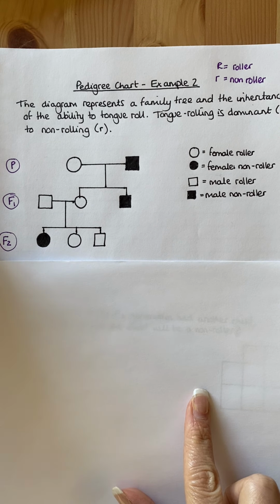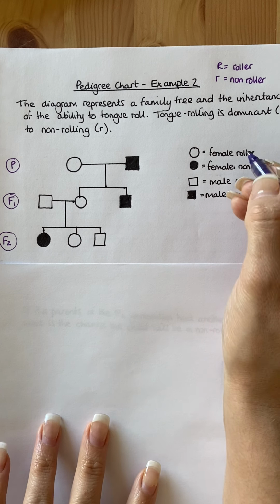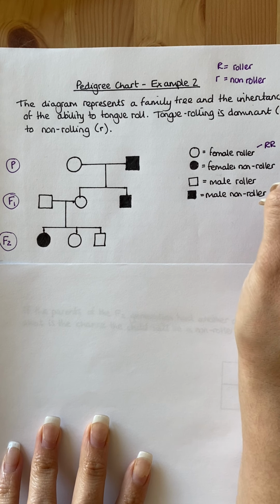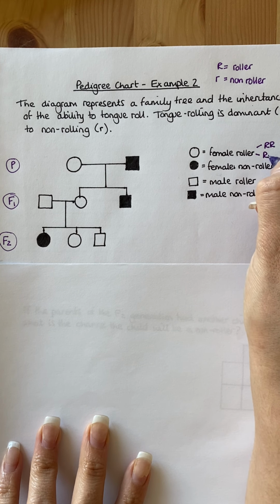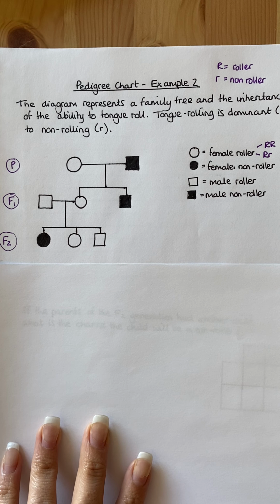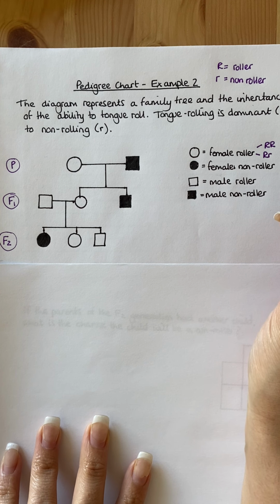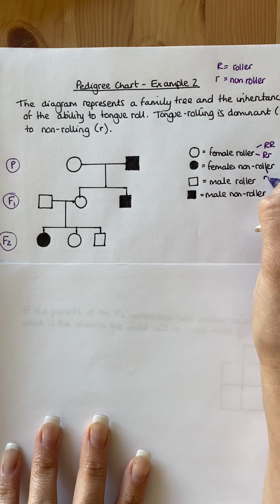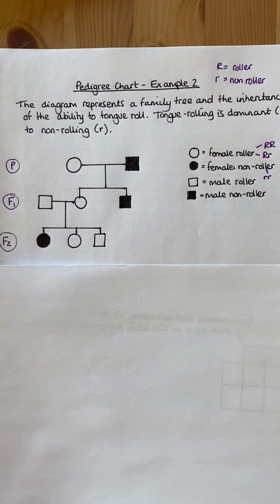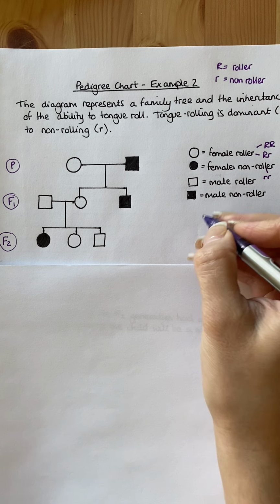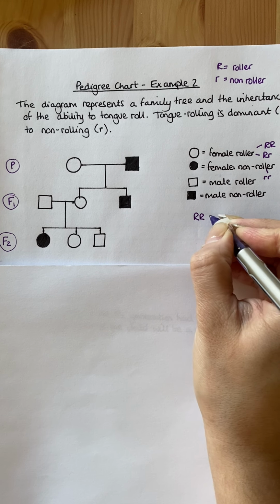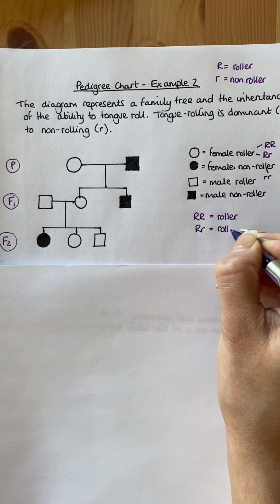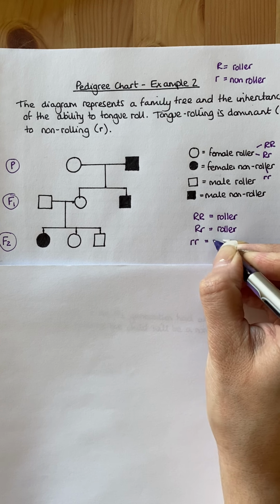So in terms of possible genotypes that we've talked about before, if you're a roller, you could either be capital R, capital R, so homozygous dominant, or you could be capital R, small r, so heterozygous. If you're a non-roller, you would then be homozygous recessive, so you would have two small r's. Just for clarity, capital R, capital R would be a roller, capital R, small r would be a roller, and two small r's would be a non-roller.